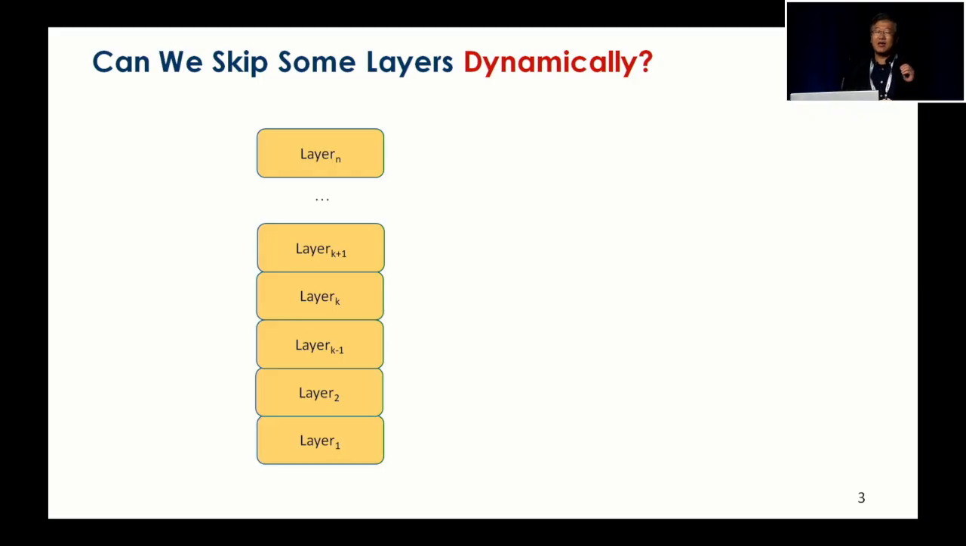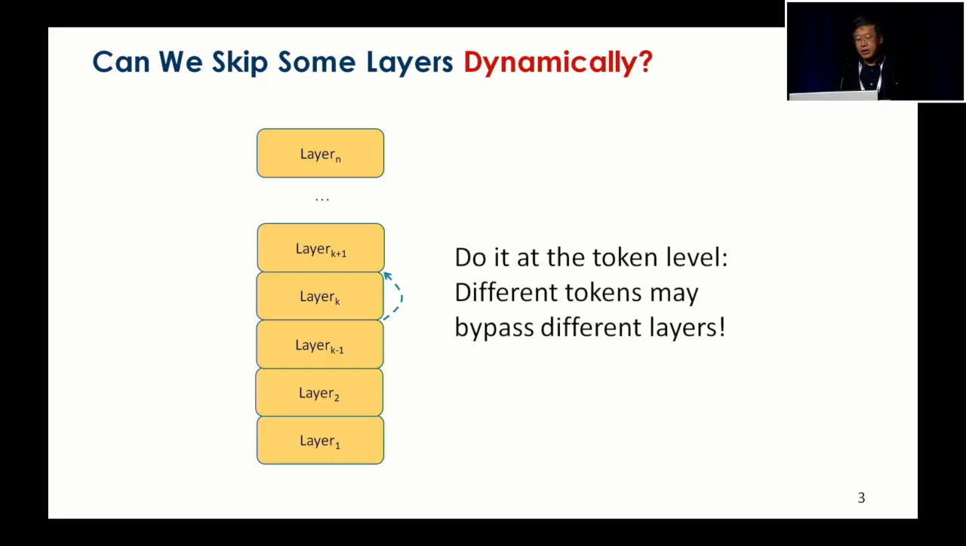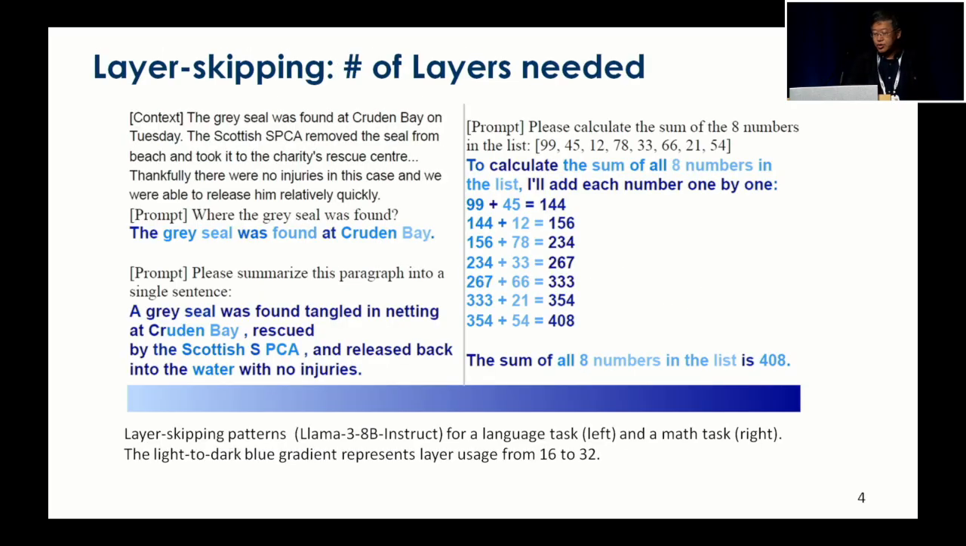But today, we are thinking about whether we can really do this job at the token level and skip those layers in a dynamic way. Different tokens might bypass different layers. Can we achieve it? Before I talk about our solution, let me just show you the result. We developed an algorithm called FlexiDepth, which can dynamically skip some layers in transformer.